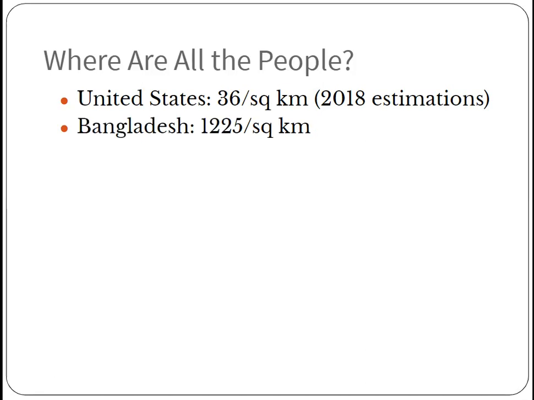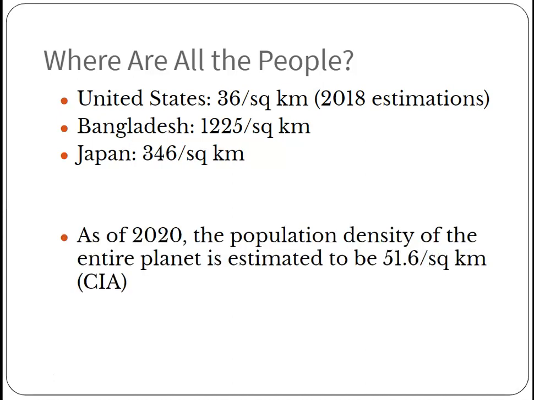So, for example, Bangladesh in South Asia had 1,225 people per square kilometer. Japan had 346 people per square kilometer. Again, all of this is 2018 estimations. And as of 2020, the population density for the whole planet is roughly 51.6 people per square kilometer. So you can say that the US is less dense than the global estimate, whereas both Bangladesh and Japan have a much higher population density.